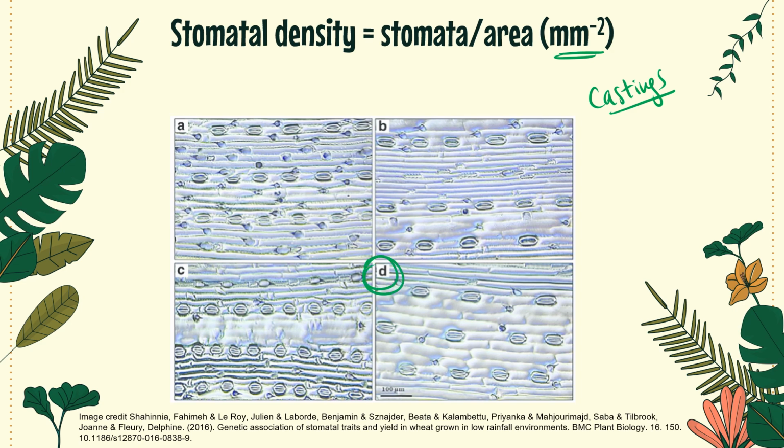I'm going to look at sample D here. You can see that it's got a much lower stomatal density than this guy, C. How am I going to do this? Number one, I'm going to count my stomata. There's 1, 2, 3, 4, 5, 6, 7, 8, 9, 10, 11. I have 11 stomata in sample D.